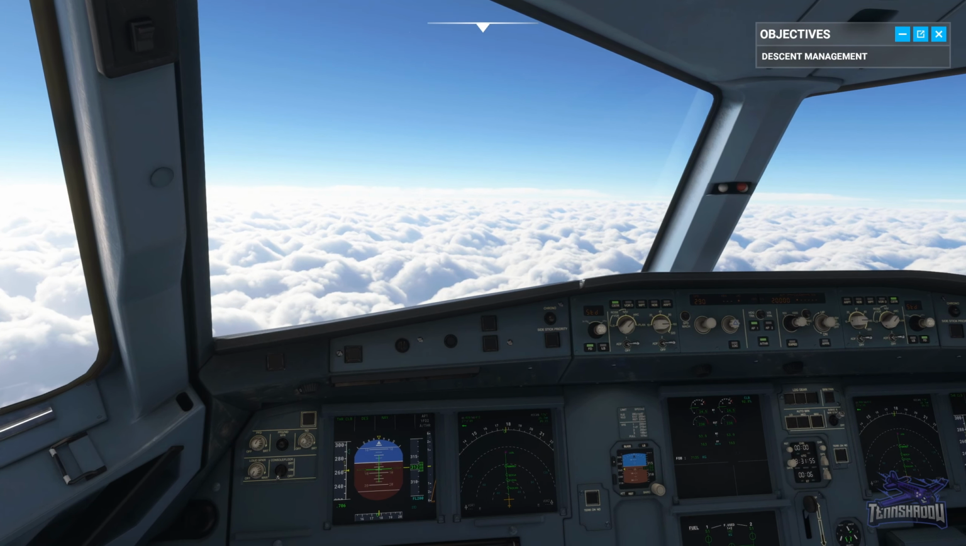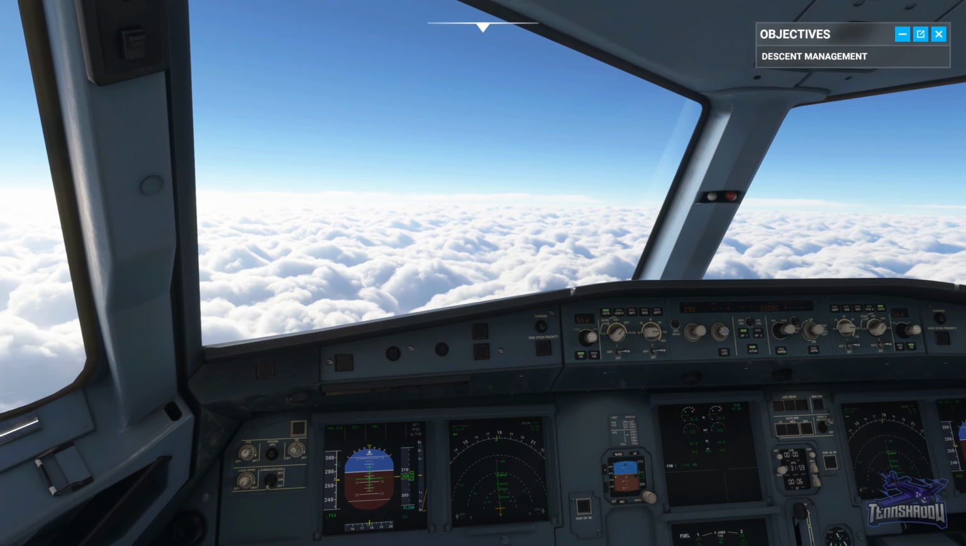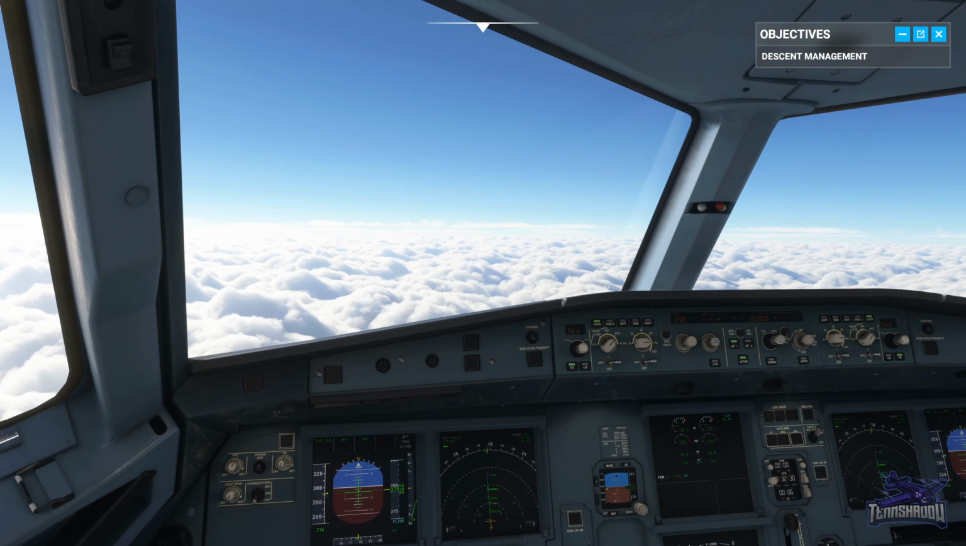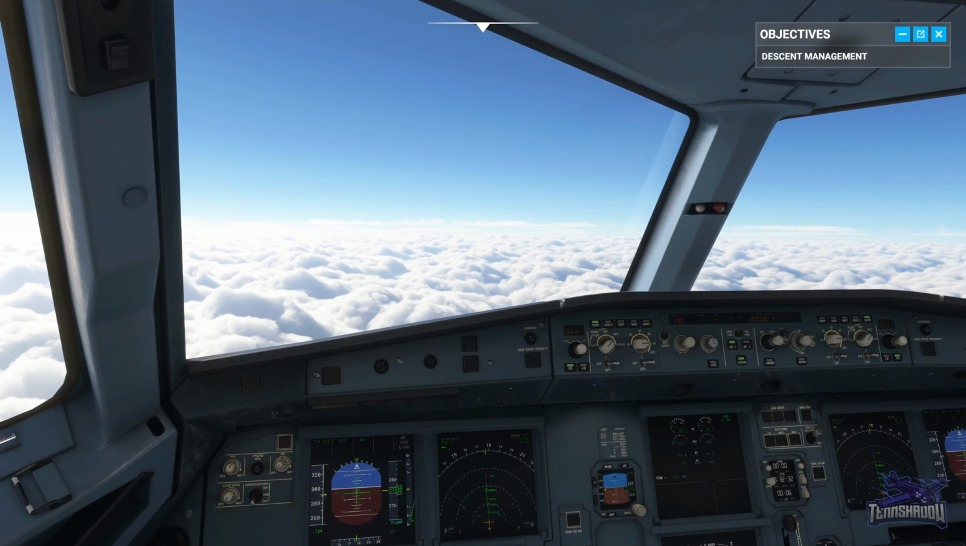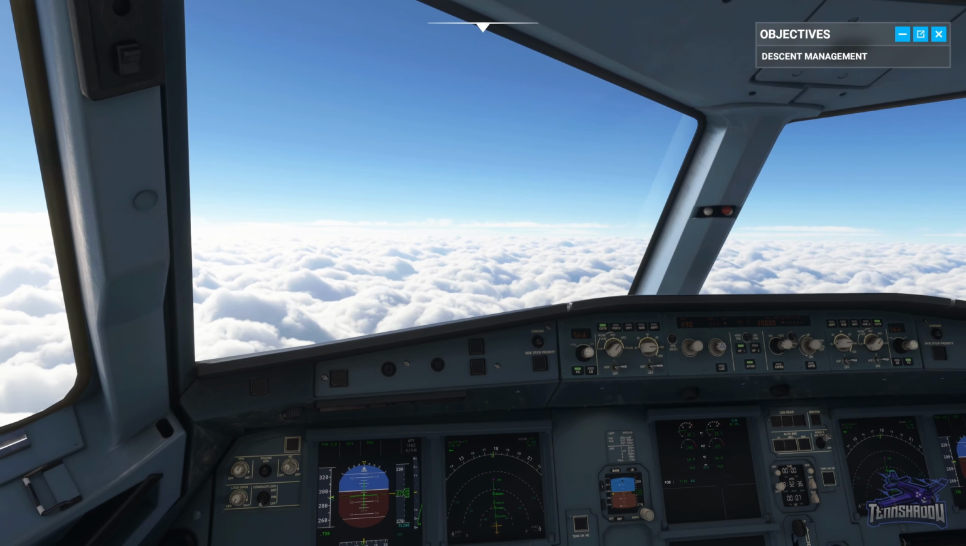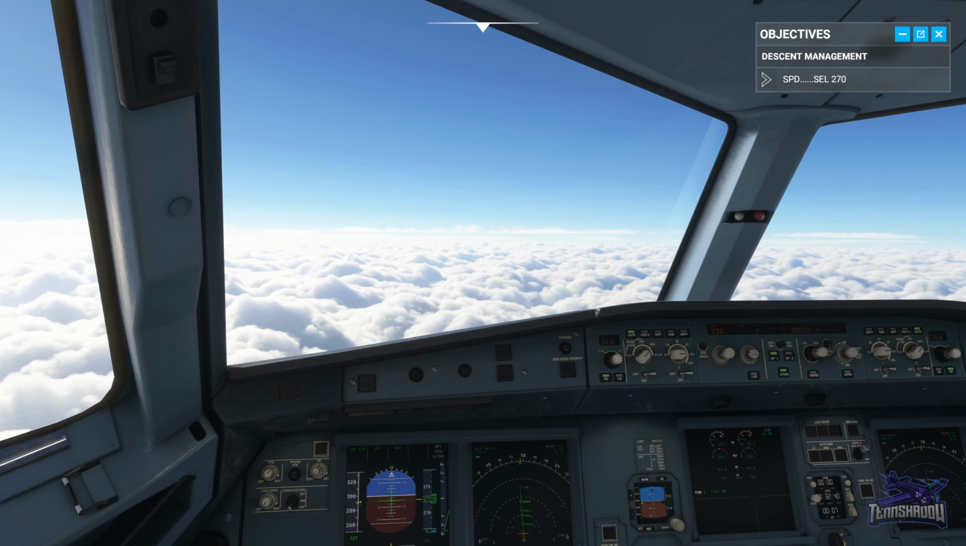Using the speed rather than the speed brakes, this is the more efficient way of descending more quickly, saving fuel and reducing both vibration and noise. Conversely, if you want to shallow off the descent, reduce the speed target and the nose will be raised. Let's try this. Select a speed of 270 knots.